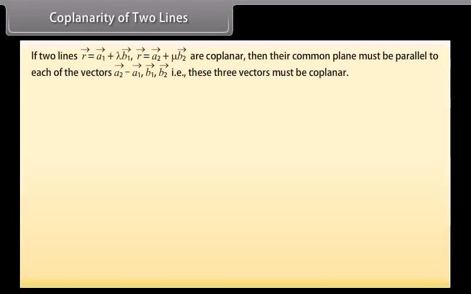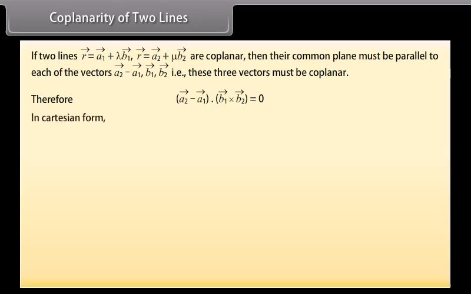Coplanarity of two lines. If two lines, vector r equals vector a1 plus lambda vector b1, and vector r equals vector a2 plus mu vector b2, are coplanar, then their common plane must be parallel to each of the vectors vector a2 minus vector a1, vector b1, vector b2. That is, these three vectors must be coplanar. Therefore, dot product of vector a2 minus vector a1 and cross product of vector b1 and vector b2 equals 0.